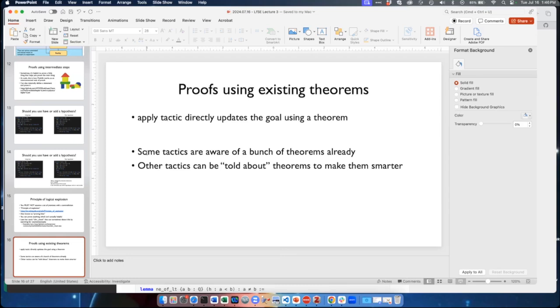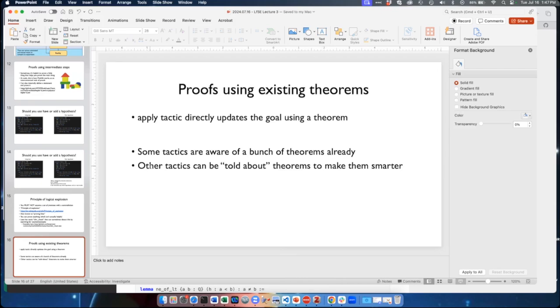There's also using existing theorems through tactics. Some of the tactics are aware of a bunch of theorems already, and some of these really, really high-powered ones might be linked up to hundreds or even thousands of theorem statements, and those have been proved, all checked by Mathlib. They use some automated means to check and to identify what's going to be relevant and close the goals, following their recipe, okay?